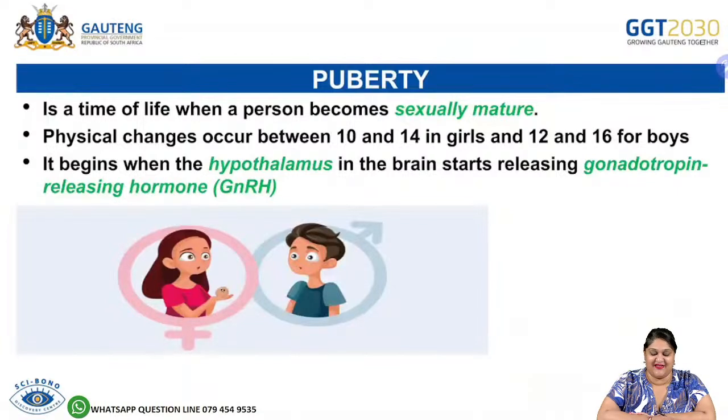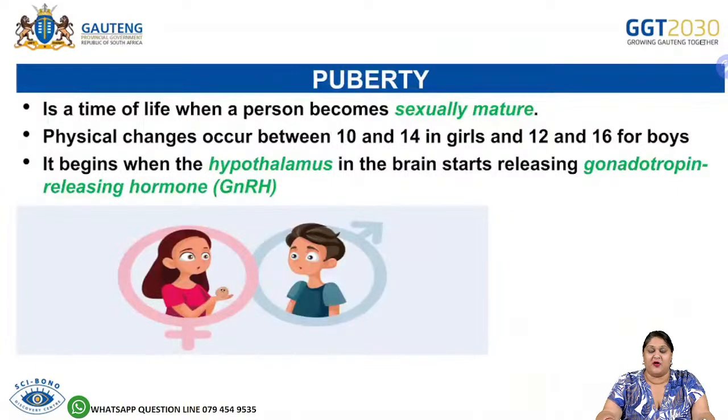Welcome back, grade 12 learners. Let's continue with our human reproduction lesson. But before we do that, let's quickly recap on what we did this afternoon. We spoke about human reproduction, and that it's 41 marks of paper 1 in your preparatory examination, as well as the end of the year final examination.